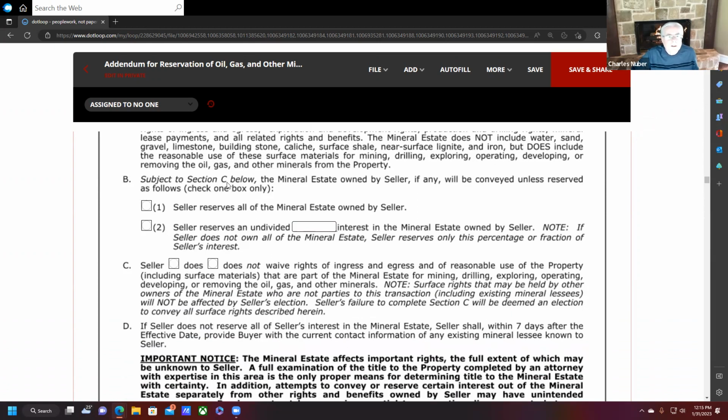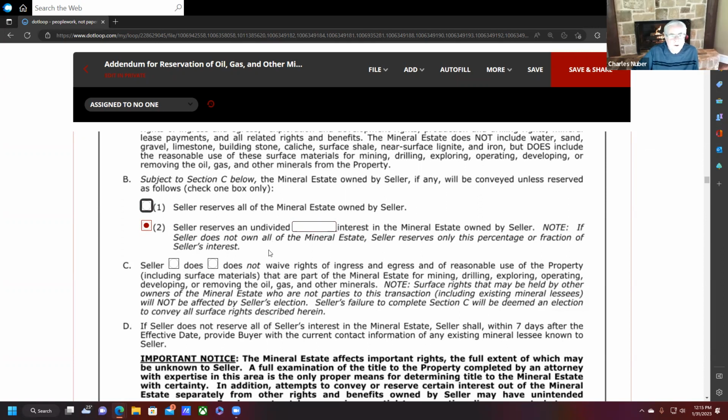Subject to section C below, the mineral estate owned by the seller, if any, will be conveyed. So if they own part of the mineral rights, or they don't own, or they're not sure, or maybe there's a royalty, the seller reserves all of the mineral estate owned by seller. So right here, that box, if they want to keep the mineral rights. Now, look at this box. Seller reserves an undivided interest in the mineral rights owned by the seller. So I'll split it with the buyer. I'll keep 50%, you take 50%.